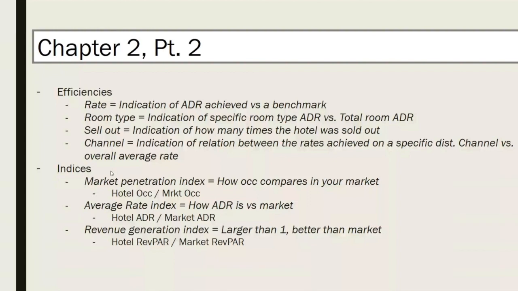So again, that looks at comparing your hotel stats to the market. And again, you can use these to determine what changes to be made. Either you want to have more occupancy, or you want to change the ADR in order to affect the RevPAR, because as we've already mentioned before, occupancy times ADR is equal to RevPAR. So again, if you're larger than 1, that means you're outperforming the market.